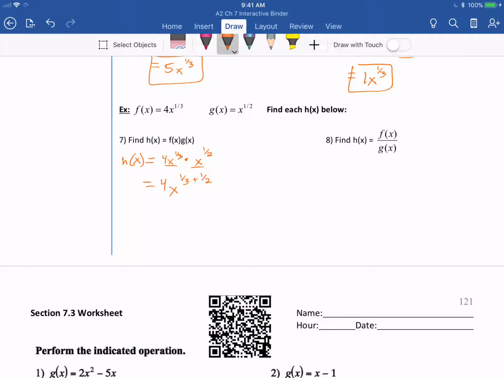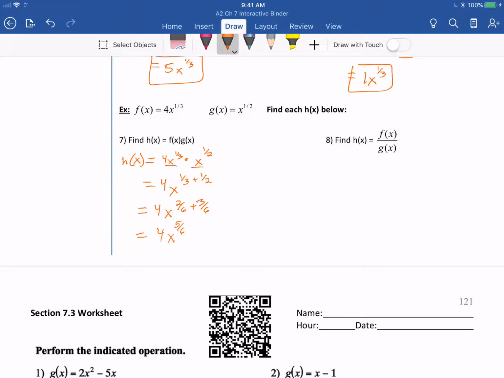So now I can make these guys into sixths for my least common denominator. So here I'm going to have 2/6 plus 3/6, so that's just getting a least common denominator there. We've done that a bunch of times with these fractions. So now I have 4x to the 5/6 power.